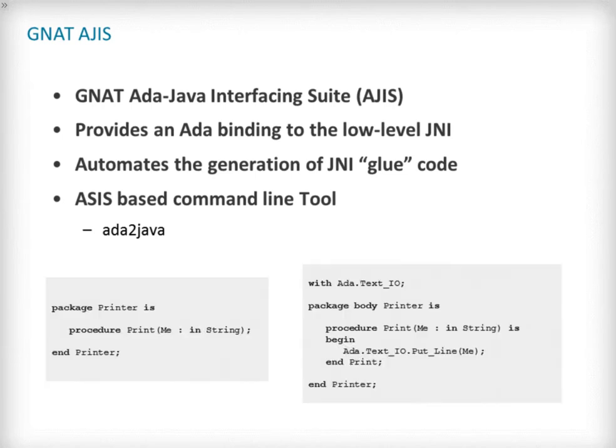We start off by looking at a simple Ada package specification called printer, which exports a subprogram called print that accepts an Ada string as a parameter. The implementation of the print subprogram uses Ada.Text_IO to display the string on the console. We will now continue on to showing how this Ada native code can be called by a Java main program.